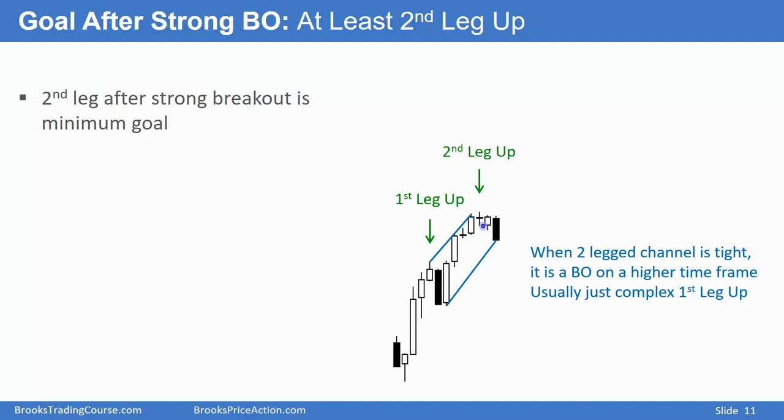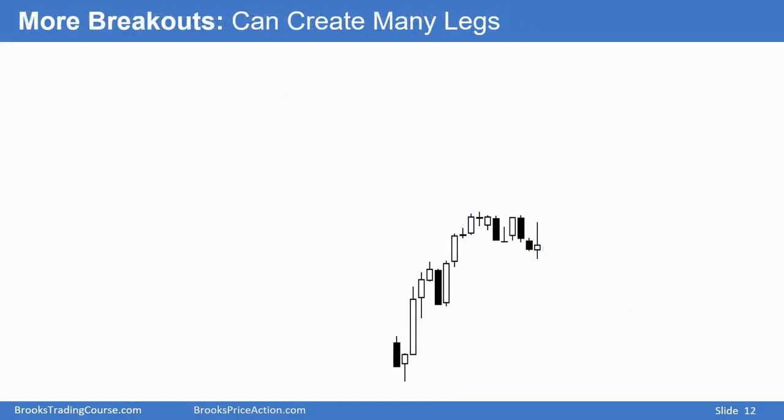This is still part of leg 1, and we don't know where leg 1 ends. Whenever you do have a leg 1 move, you always think about, well, maybe we'll get a leg 1, leg 2 move. Maybe leg 1, pull back, and then leg 2, measured move up.